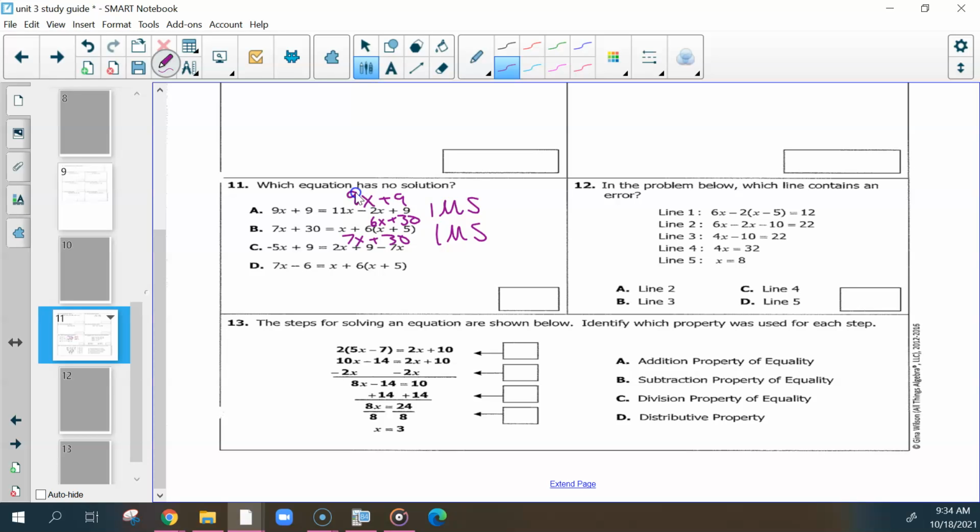2 minus 7x would give me negative 5x. Would that one give me no solution? So it has to be D. And in this case, process of elimination, I don't really need to do that work, but I could just to make sure.